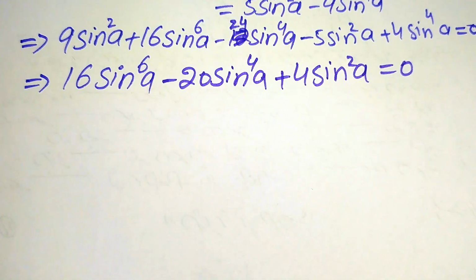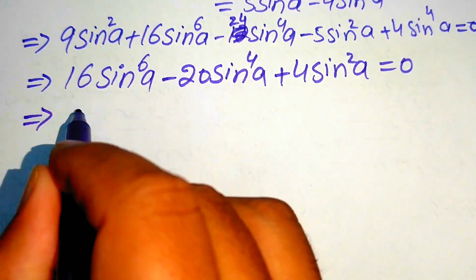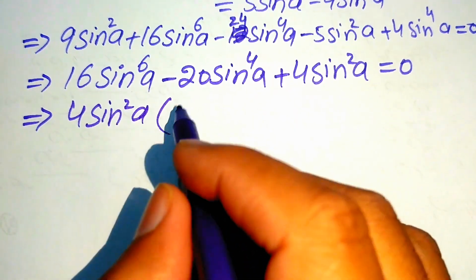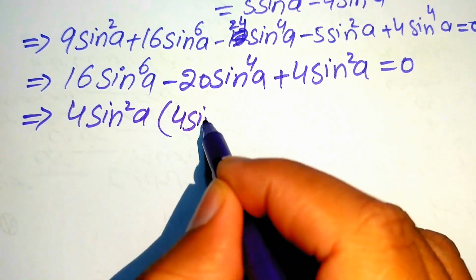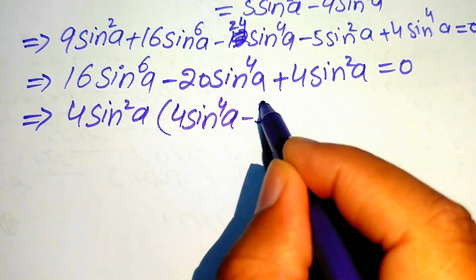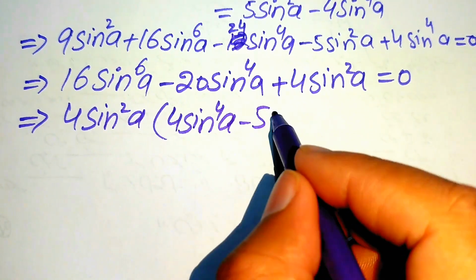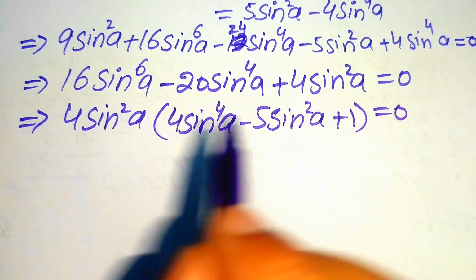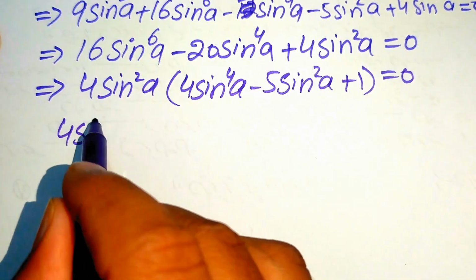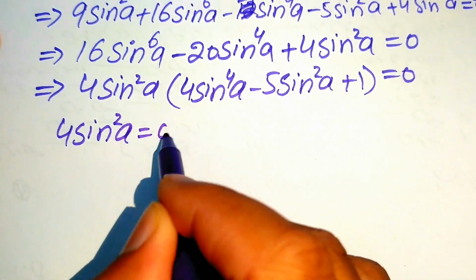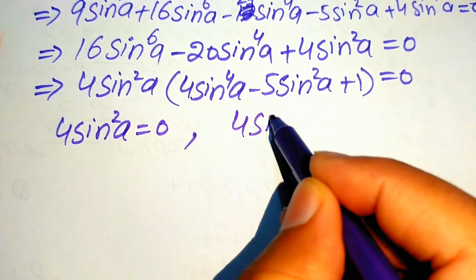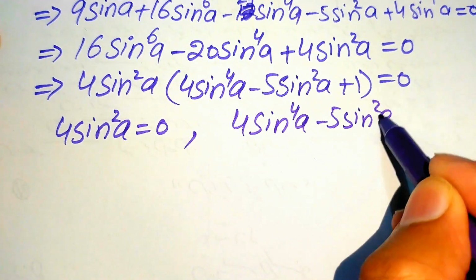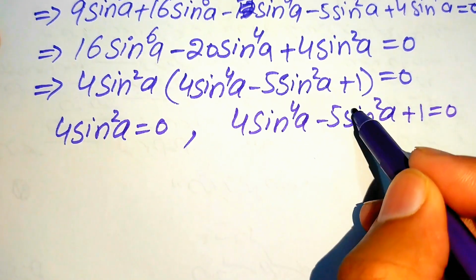In the next step, you see we have 4 sine squared A as the common term. After factoring, we get 4 sine squared A equals 0, and 4 sine to the power of 4 A minus 5 sine squared A plus 1 equals 0.